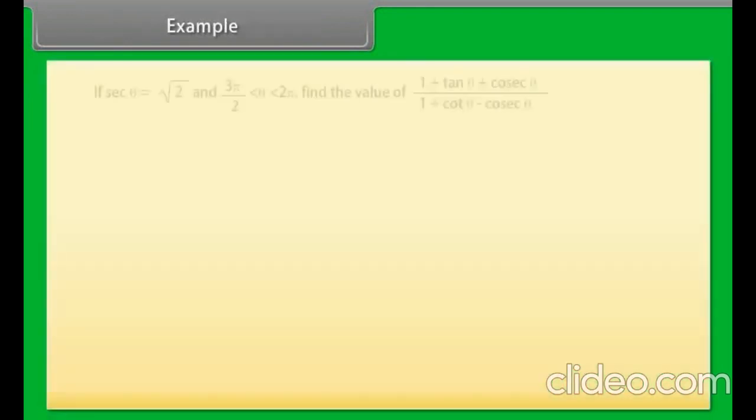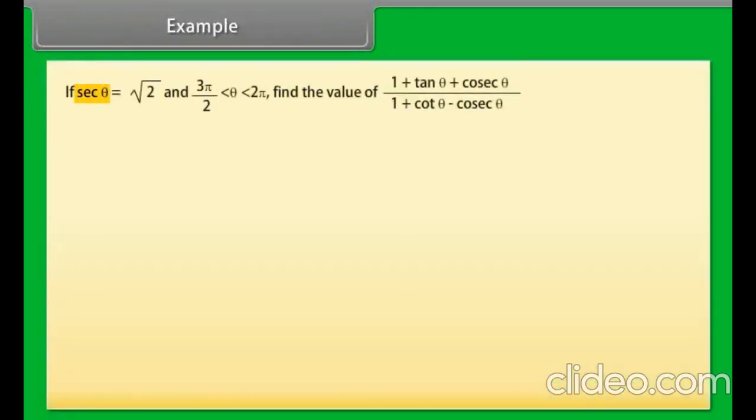Example. If sec of theta is equal to root 2 and 3 pi by 2 is less than theta, which is less than 2 pi, find the value of (1 plus tan theta plus cosec theta) by (1 plus cot theta minus cosec theta). Solution. Sec of theta is equal to root 2. Cos of theta is equal to 1 by sec of theta, which is 1 by root 2.